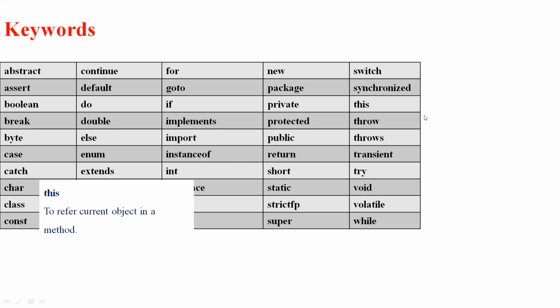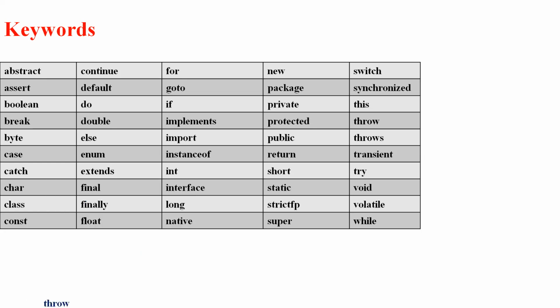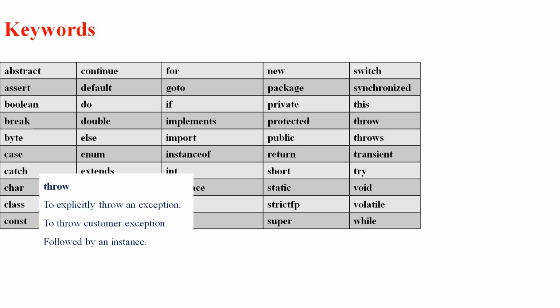So next we have this keyword. This keyword refers to the current object in a method, or it is used to refer to the current object in a constructor. So next we have throw. In order to explicitly throw an exception, we use this throw keyword. To throw custom exceptions, we use this throw.